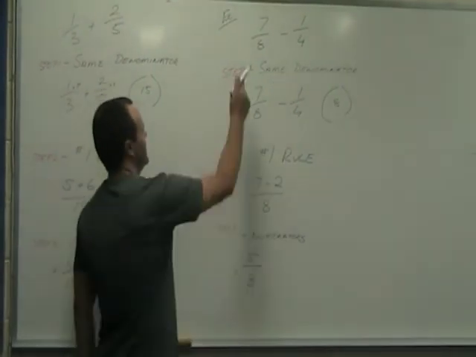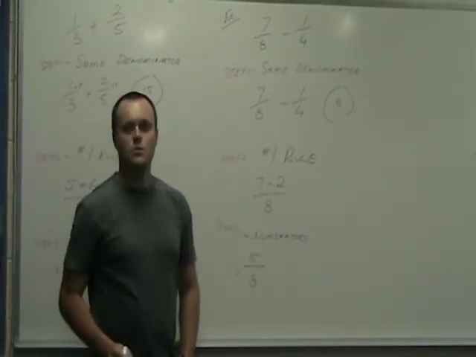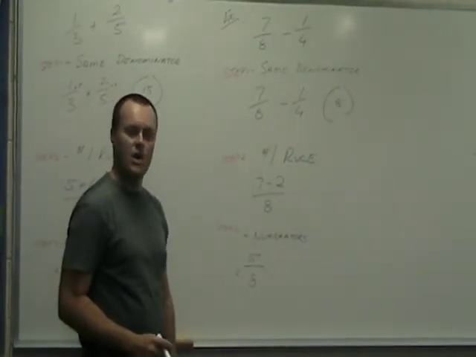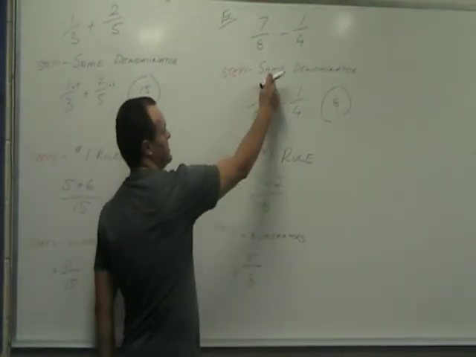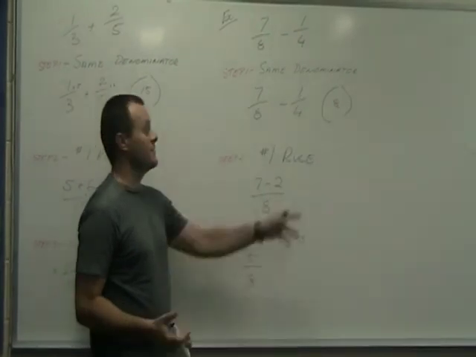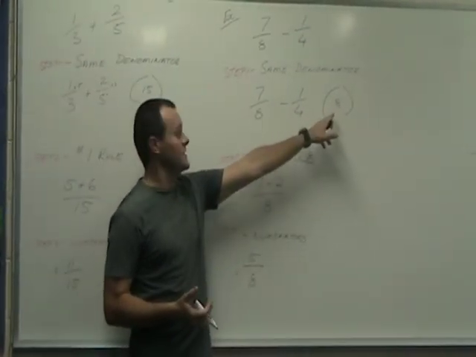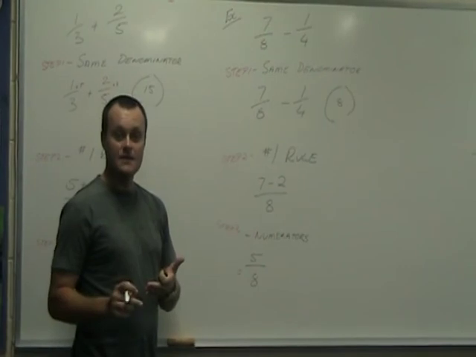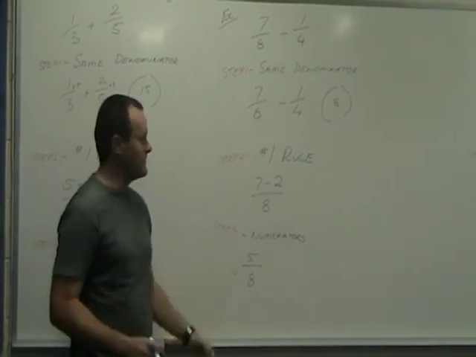Well done. The next one, 7 over 8 minus 1 over 4. Same denominator. 8 and 4. What do we got? That's a nice easy one. The lowest common multiple of 8 and 4 is 8. 8 ones are 8. 4 twos are 8. Don't have to go any further.